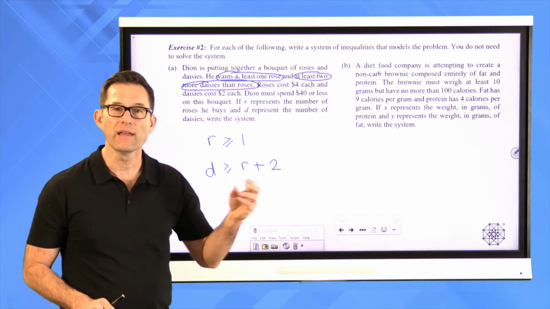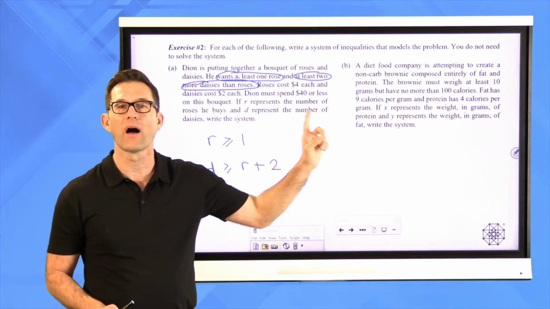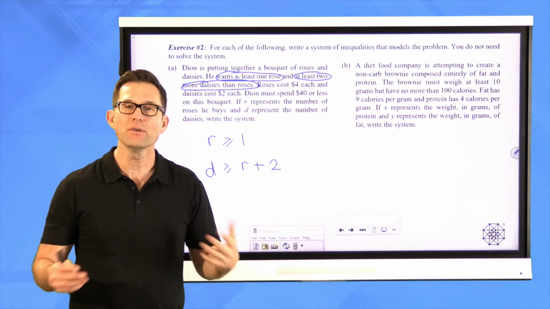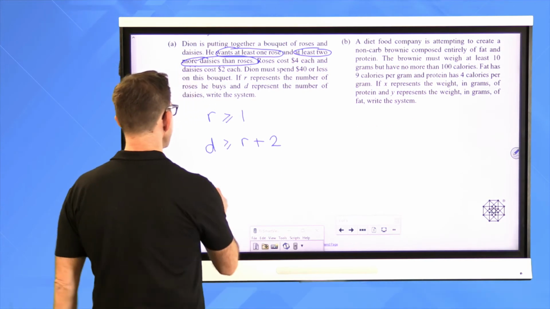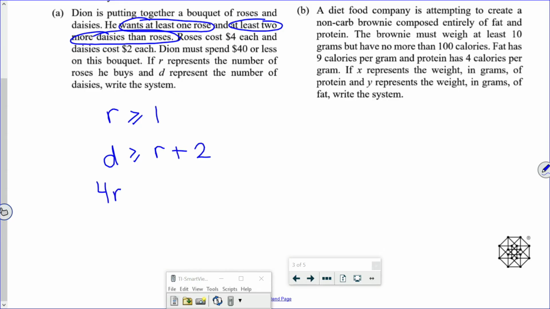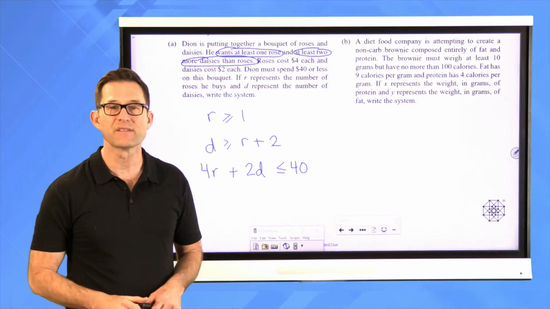And finally, we've got to deal with the fact that Dion must spend $40 or less. Well, how much is he going to spend? Well, roses cost $4 each, so the amount of money he spends on roses is 4R. The amount that he spends on daisies is going to be 2 times D, and that must be equal to or less than $40.